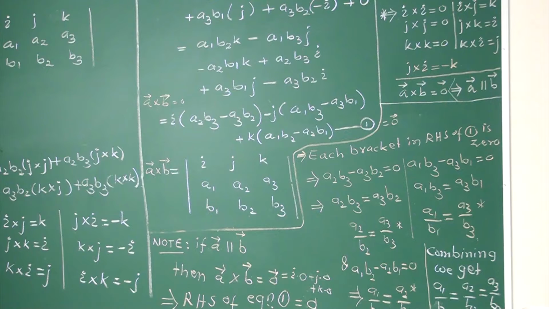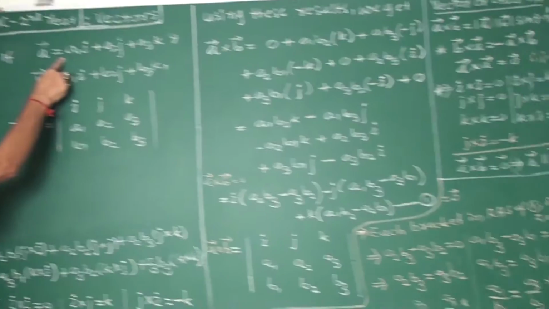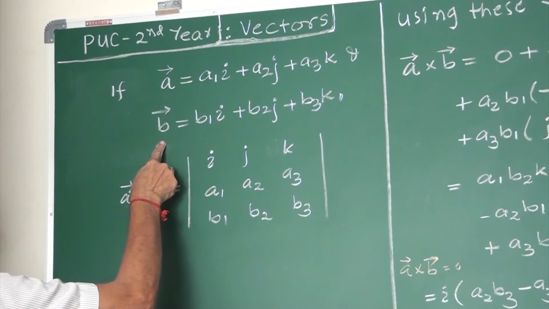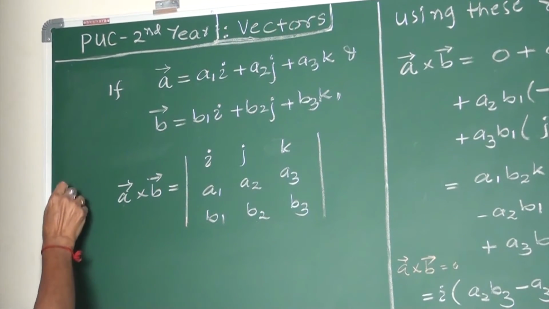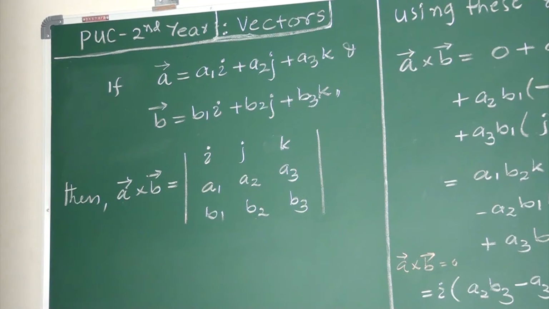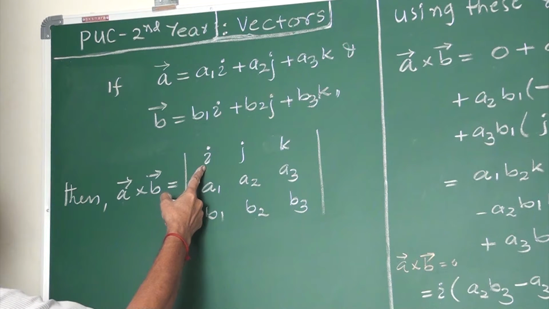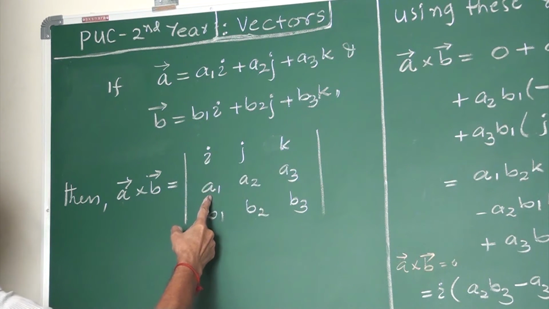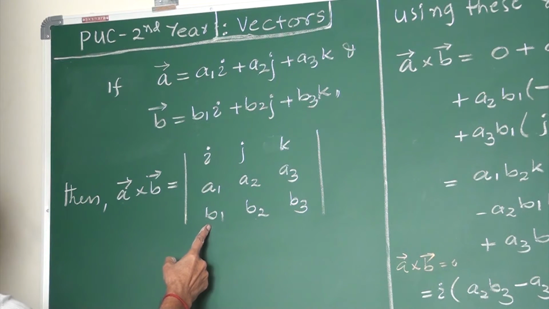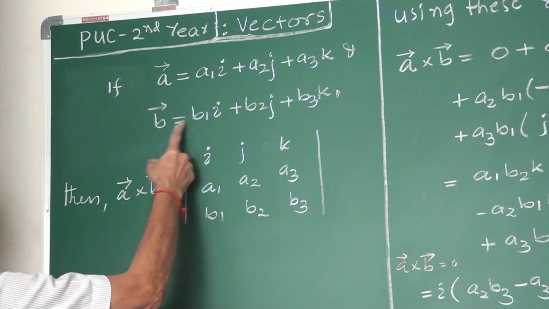Yes, friends, if vector A equal to A1i plus A2j plus A3k and the vector B equal to B1i plus B2j plus B3k, then to find the value of A cross B, use this. A cross B is a determinant. First row, unit vectors i, j, k. Second row, scalar components of the first vector. Third row, scalar components of the second vector.